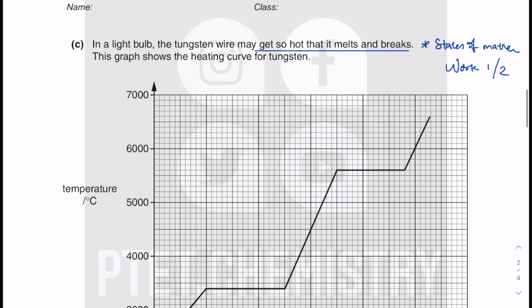That is a result of the tungsten filament getting so hot that it melts and breaks. Once it melts, it goes from solid to liquid, and once it breaks, this is irreversible. Even though you can go from gas back to liquid, which is condensation, once the filament is broken, you cannot reverse that, unlike a change of state.